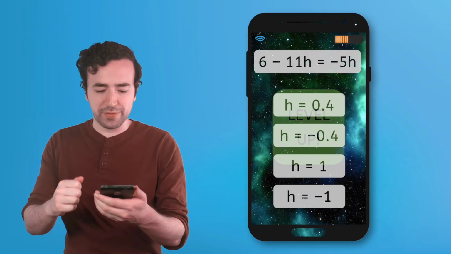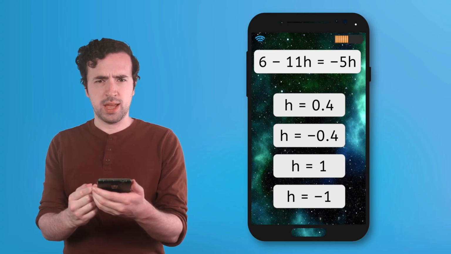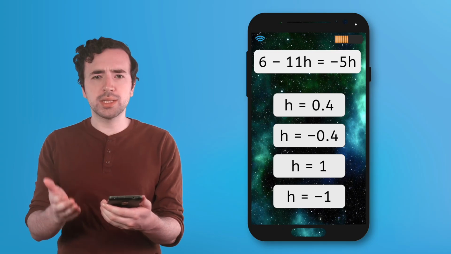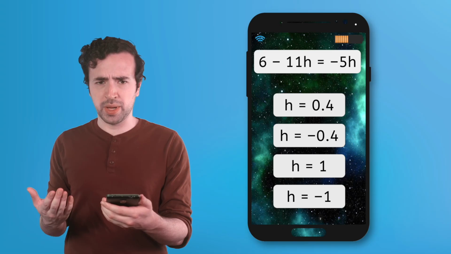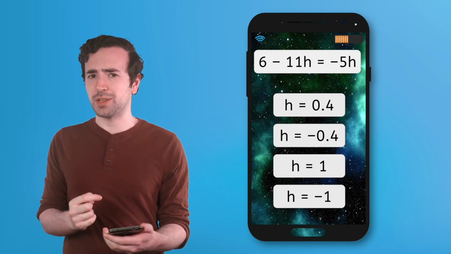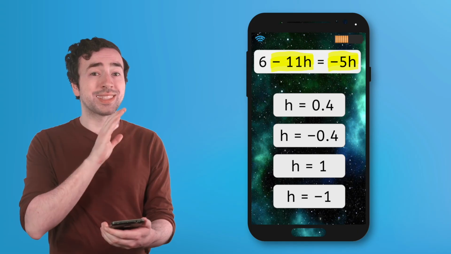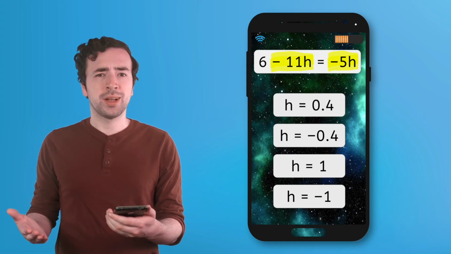All right, next level. 6 minus 11h equals negative 5h. Huh. Again, the variable is in two different places at once, so we're going to need to combine them. But what's different about this equation? The variable terms are on different sides of the equal sign. How do you think we can get these terms together on the same side?